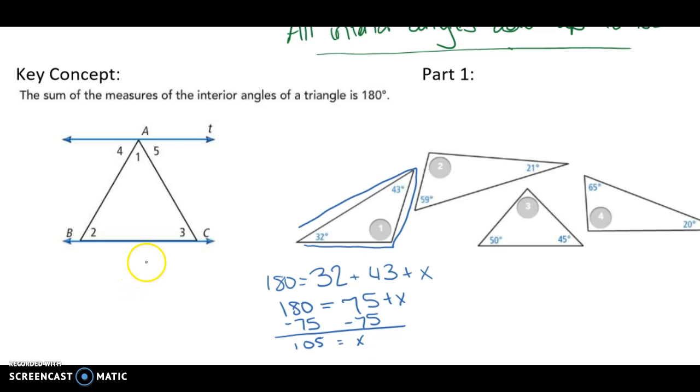Or you could say, I know that I have 180. I'm going to subtract out the 32, and then I'm going to subtract out the 43. And then I'm going to find out what I have left. Either way, you're going to reach 105. So measure of angle 1 equals 105 degrees.